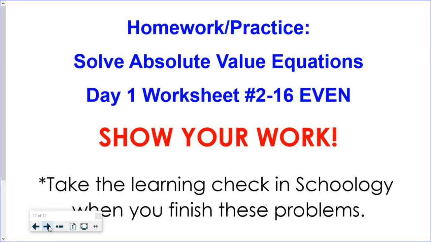Okay? So you have some sample problems to do, only 2 through 16 on the worksheet. And then make sure you're checking it before you do the learning check, please.